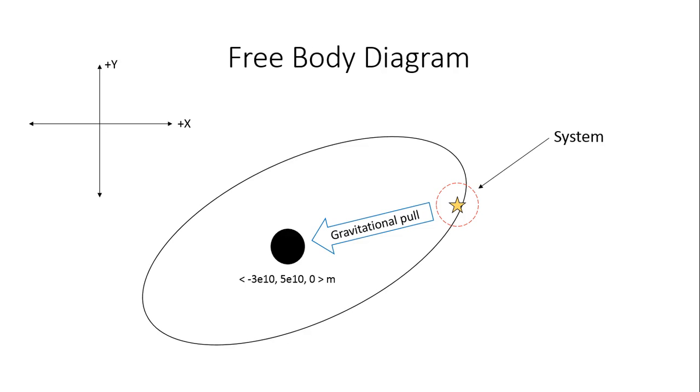You'll notice that the positive x-axis is to the right and the positive y-axis is up. You'll see a red circle denoting the system, which includes only the star. The blue arrow is showing the direction of the gravitational pull. This is the pull, or the force, exerted on the star by the black hole.